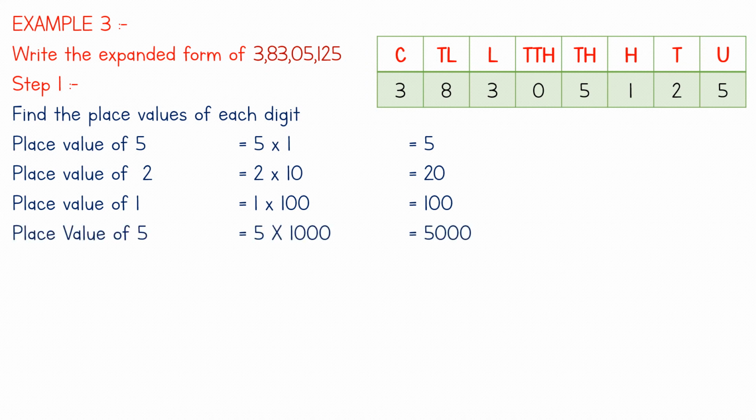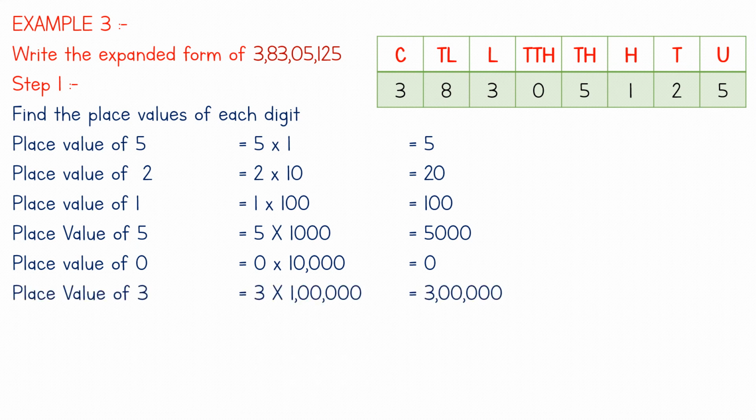Next, place value of 0. 0 into 10,000. 0 into any number is 0. Next, place value of 3. 3 is in lakhs place. 3 into 1 lakh equal to 3 lakhs.